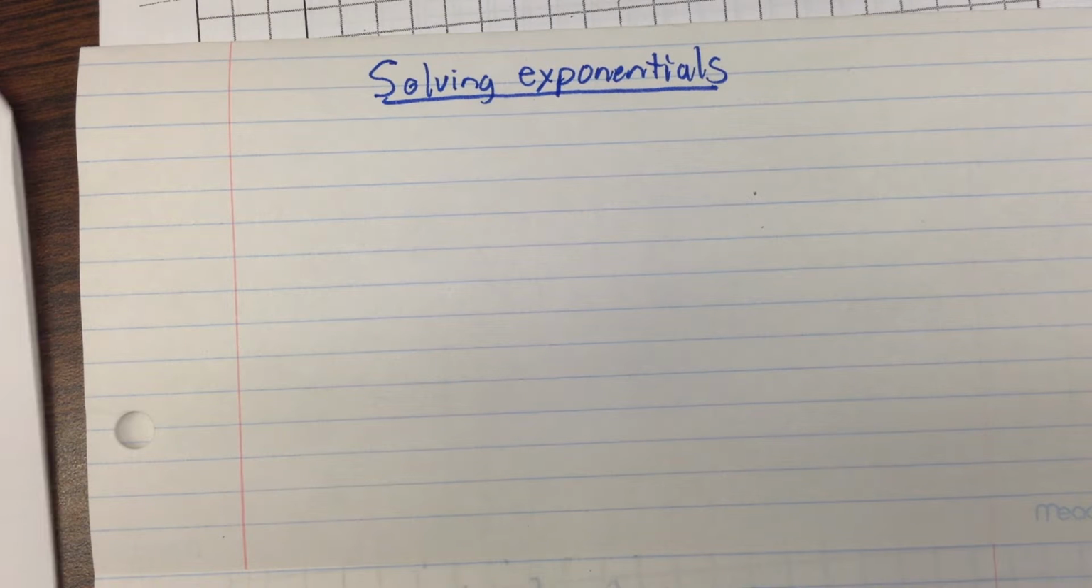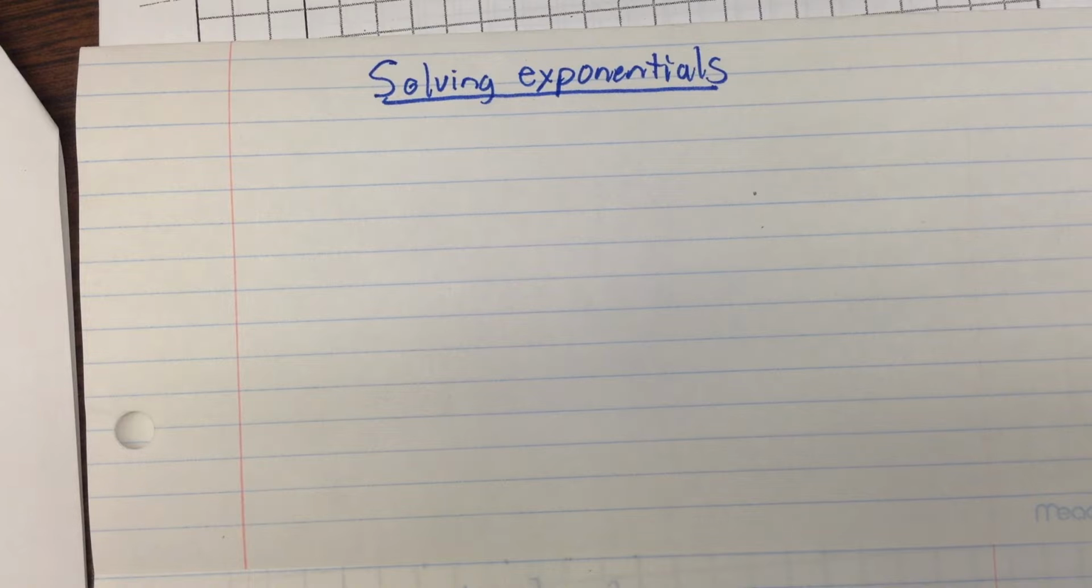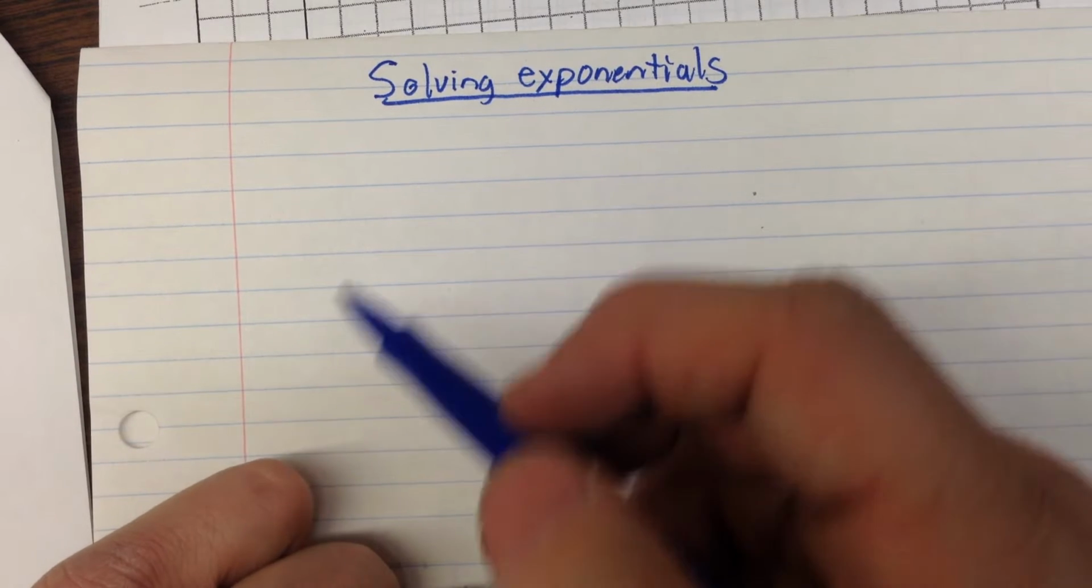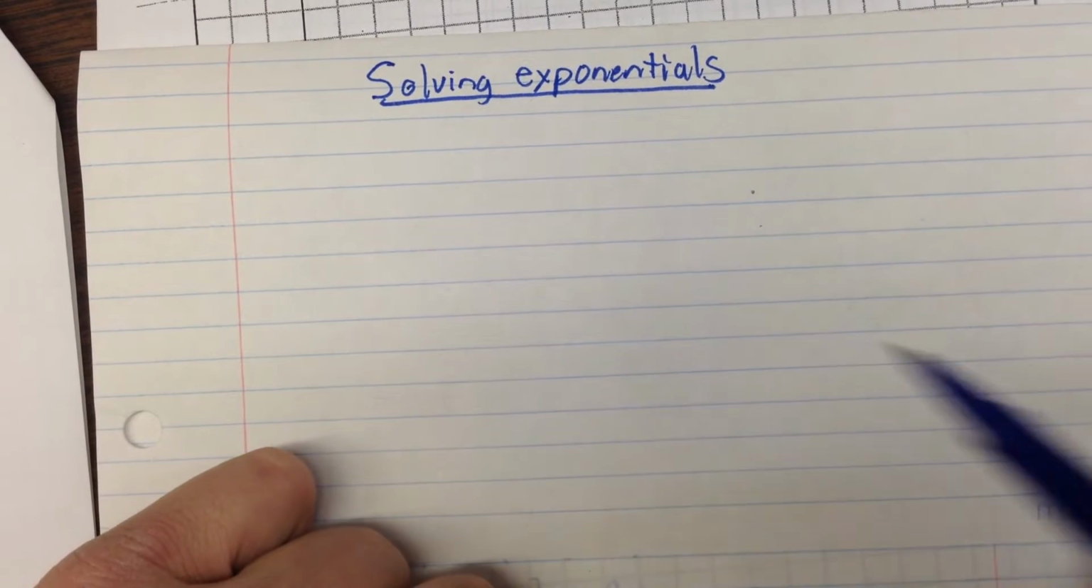We have a couple examples of solving exponential equations. Those would be equations where the variable is in the exponent spot. They're very simple to do as long as you know how logarithms work. So let's just get at it, right?